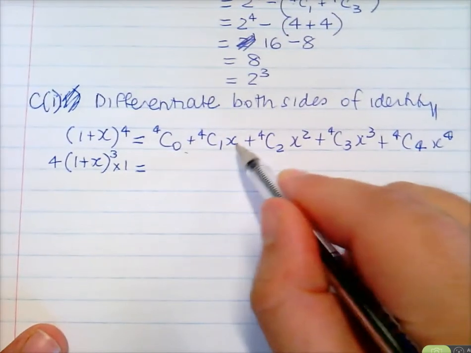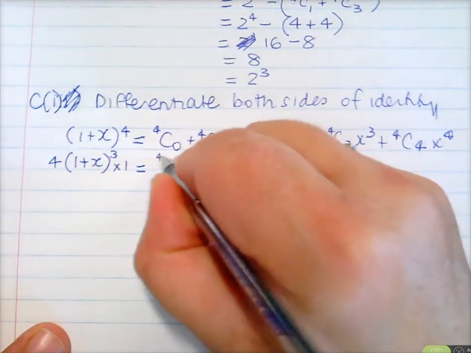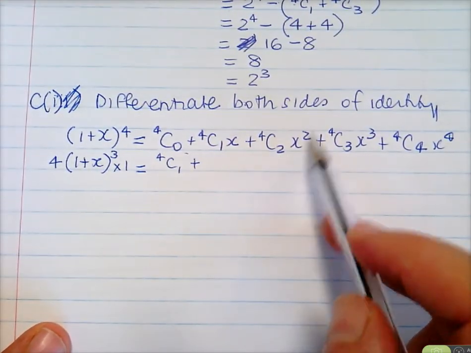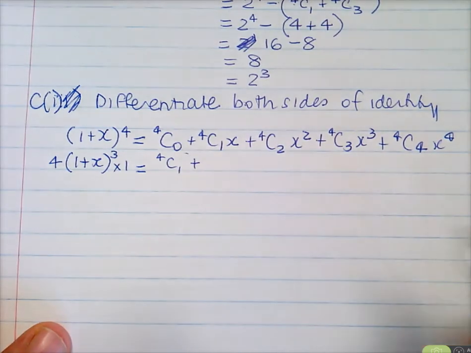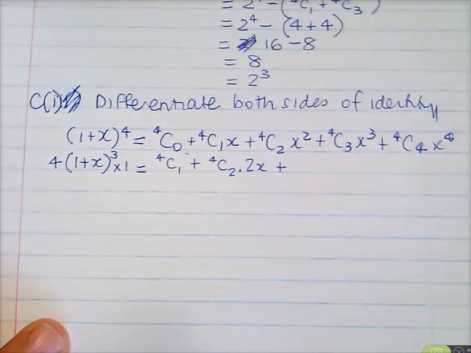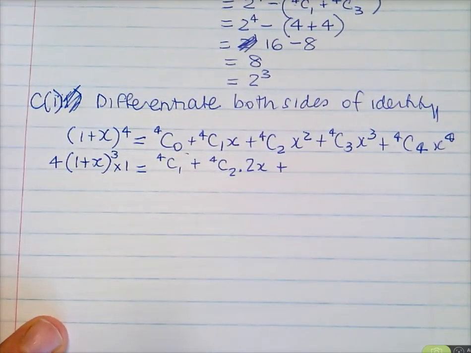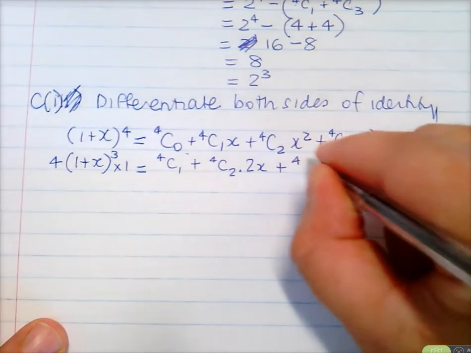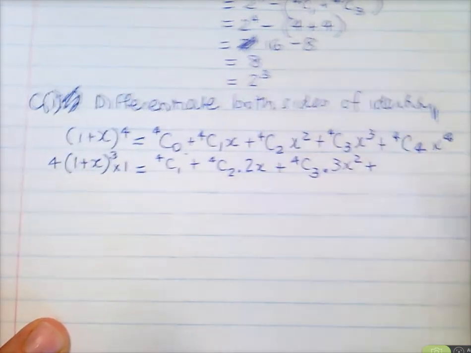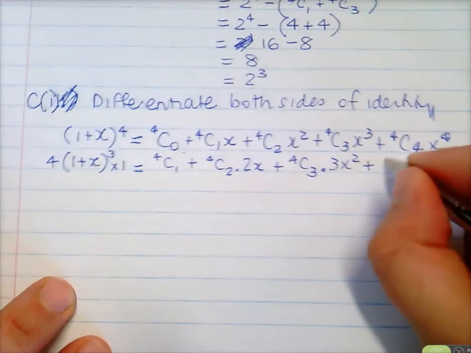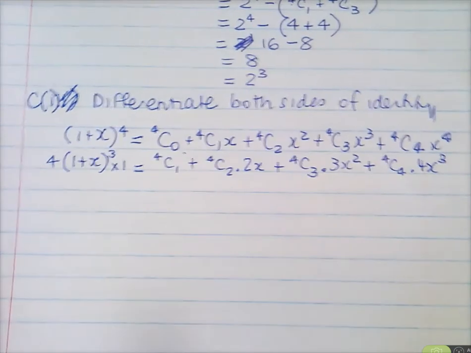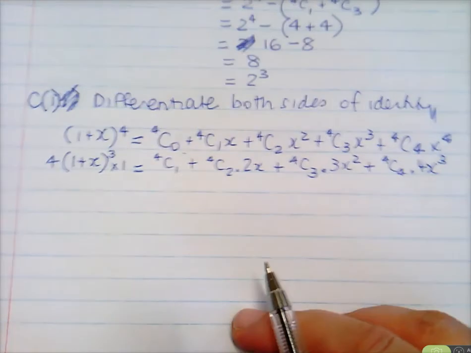If you differentiate 4 choose 1x, what do you get? 4 choose 1. If you differentiate 4 choose 2x squared, you get 4 choose 2 times 2x. So I'm going to write it as 4 choose 2 times 2x. If you differentiate 4 choose 3 x cubed, you get, remember 4 choose 3 is just a constant, times 3x squared. And if you differentiate 4 choose 4x to the 4, you get 4 choose 4 times 4x cubed. Now we've done that. It's said to differentiate both sides of the identity.